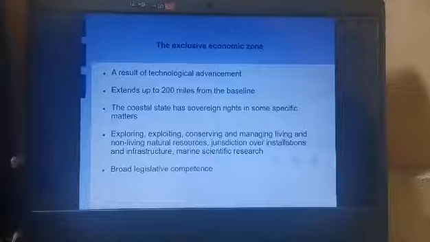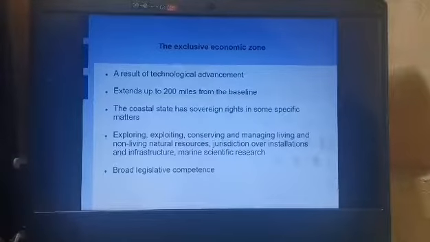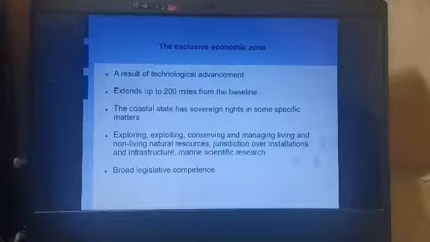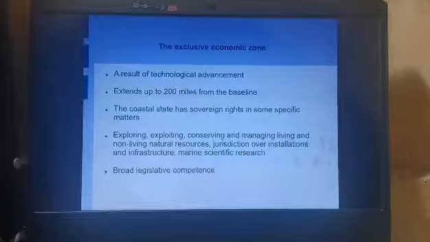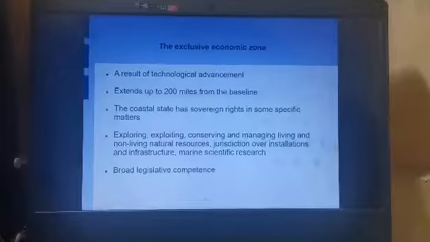Under Article 57 of the UNCLOS, the exclusive economic zone shall not extend beyond 200 nautical miles from the baseline from which the breadth of the territorial sea is measured. I have shown you the distance of the exclusive economic zone a while ago.